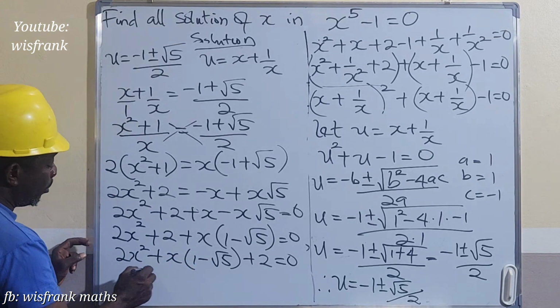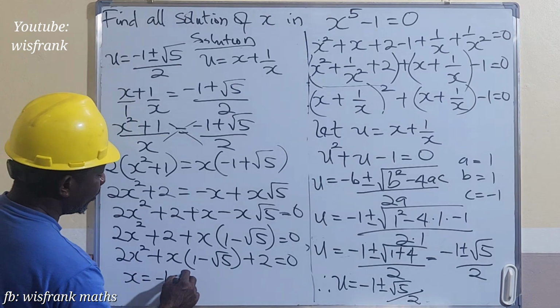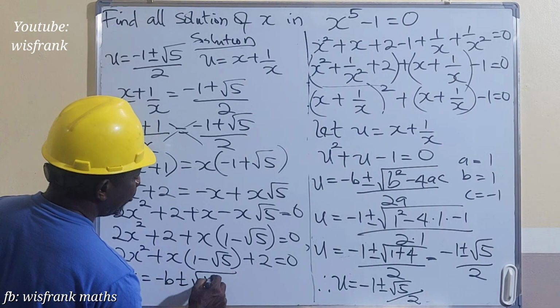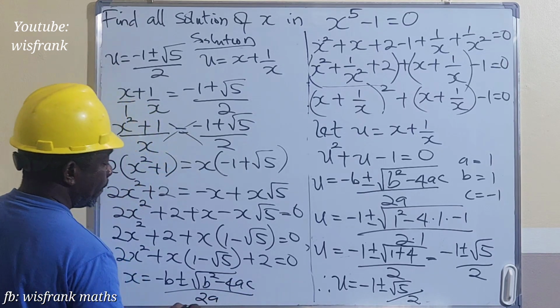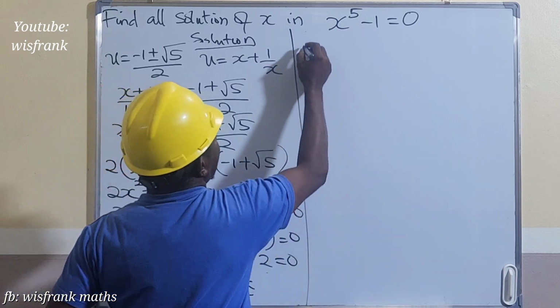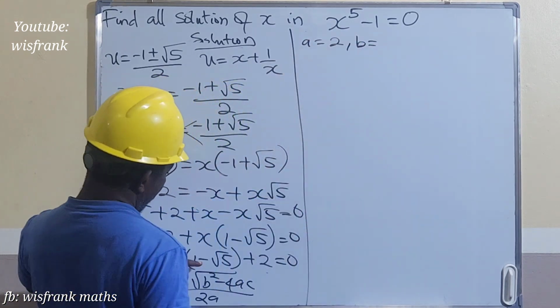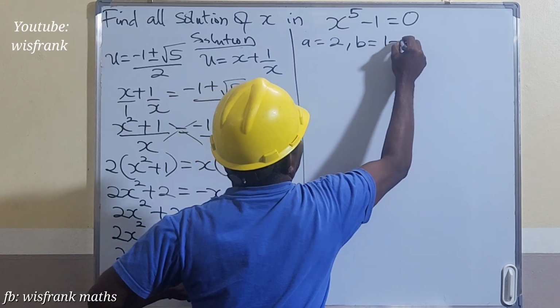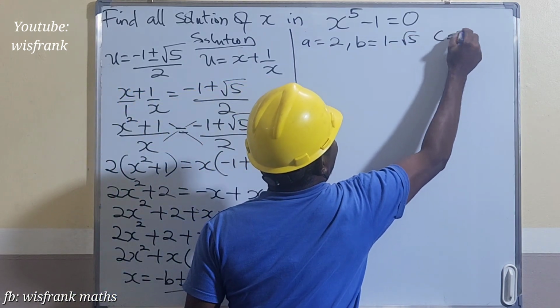So we have from the equation that x equals minus b plus or minus square root of b squared minus 4ac all over 2a. So now from here we have our value of a. Value of a equals 2. Then value of b, for b here we have 1 minus root 5. Then our value of c equals 2.